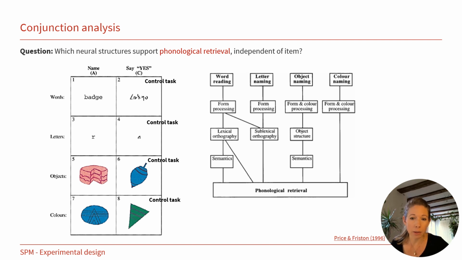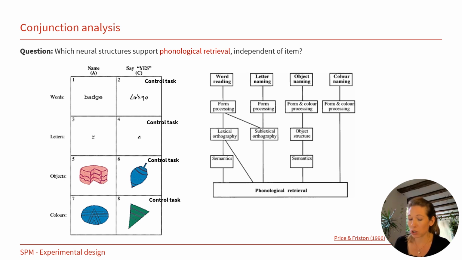So in order to isolate the brain regions that support phonological retrieval, the researchers realized 4 conditions. In this condition, subjects had to name a word, read it out. In the second condition, they had to name a letter. In the third condition, they had to name an object, and in the fourth condition, they had to name a color. Each of these conditions also had its control task, which was just saying yes, independent of what they see here. So this control condition was already a control for the verbal output. The process of verbal output was controlled for.